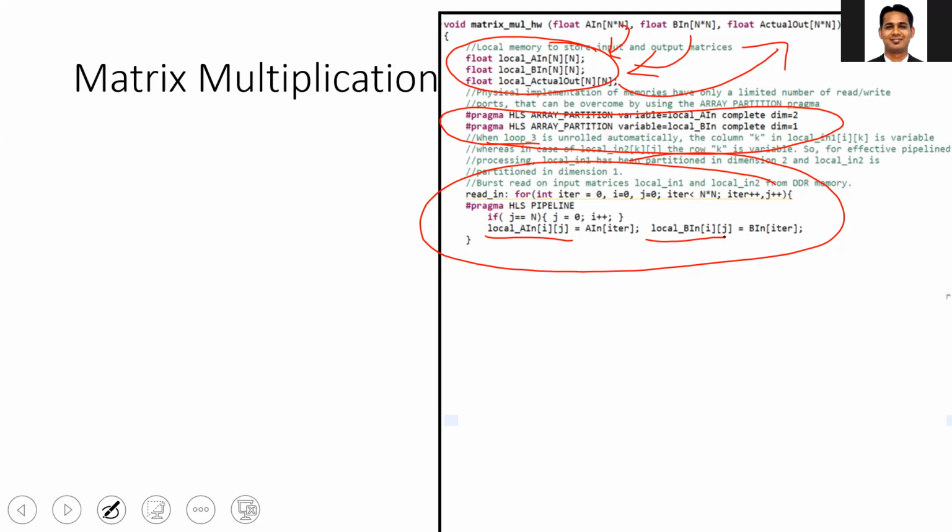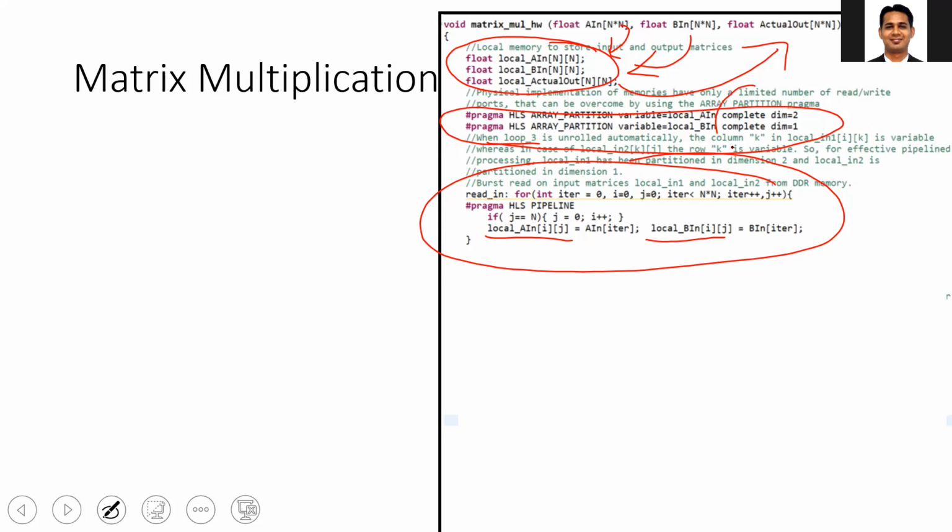I copied that into the local memory, and then I partition that memory in dimension 2 of the local A in and dimension 1 of the B in, so that I can read and write them simultaneously. Okay.